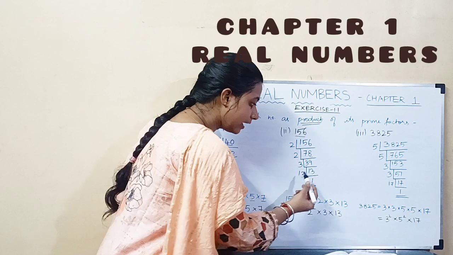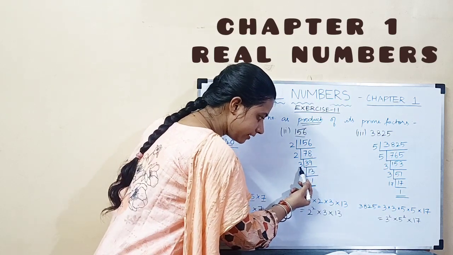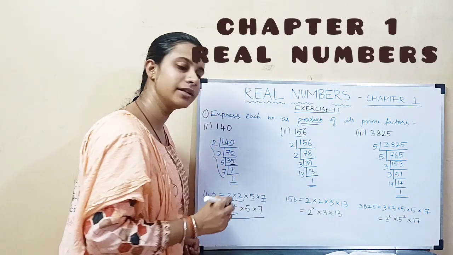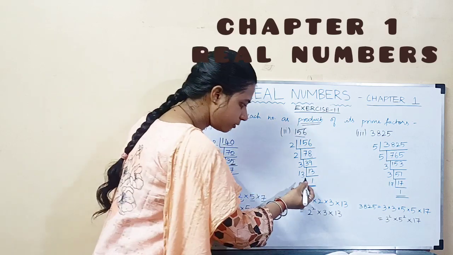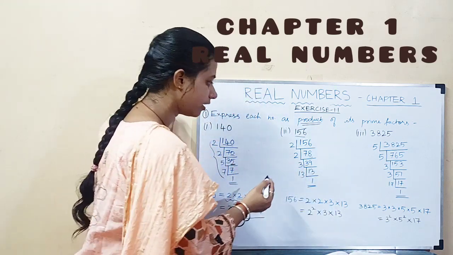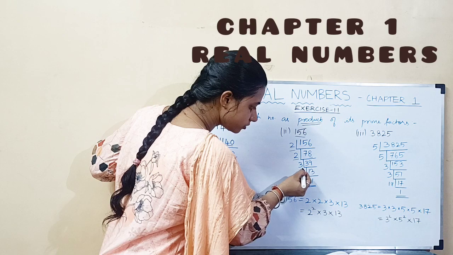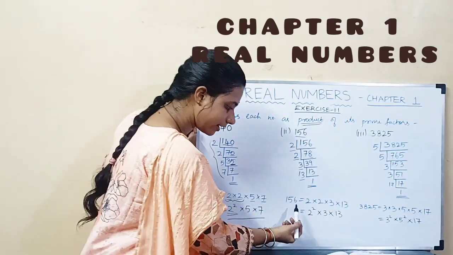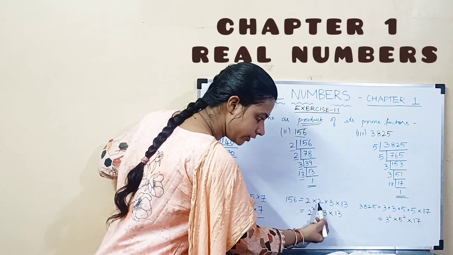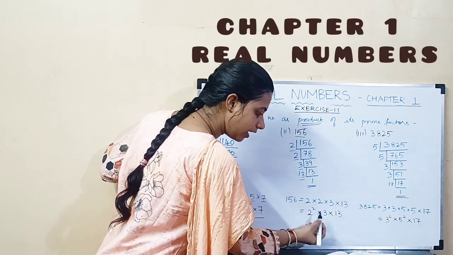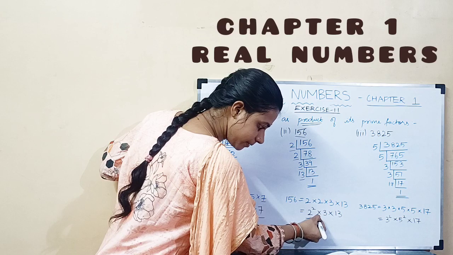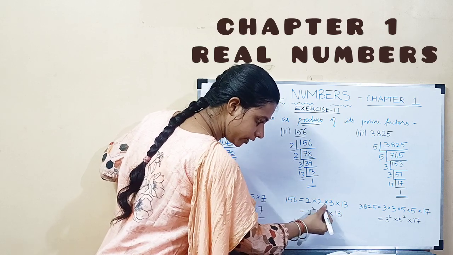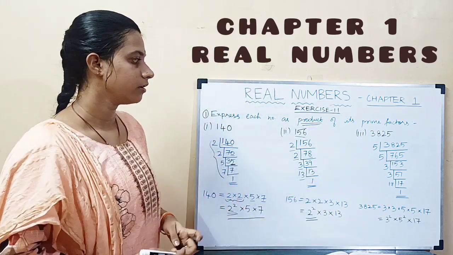When we take 3 and we divide 39 by 3, we get 13, and 13 itself is a prime number. So 13 into 1, 13. Now 2, 2, 3 and 13 are the prime factors of 156. So we write it as 156 equal to 2 into 2 into 3 into 13, and we write it in the simple form, that is 2 power 2 into 3 into 13.